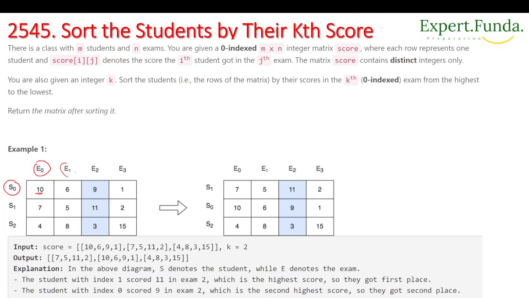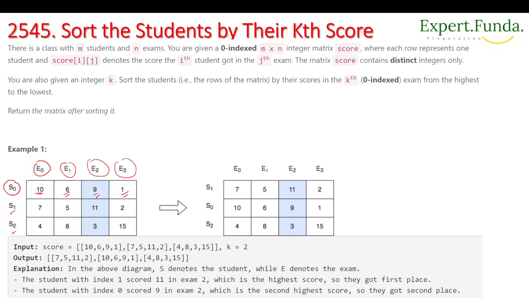Now in E2, the same student got 6, in E2 he got 9, and in E3, in exam 3, he got 9. Okay, so this student in different exams got different marks, correct? Now similarly we have S1 and S2, and we have given this a score.